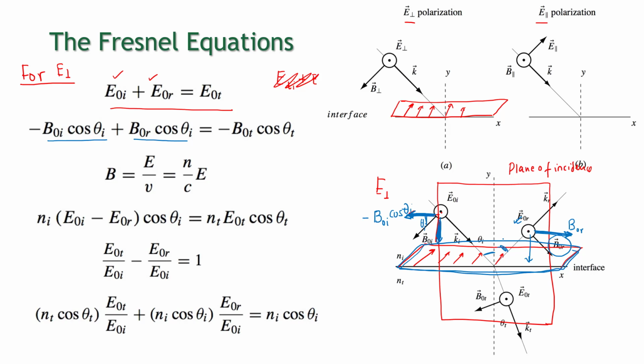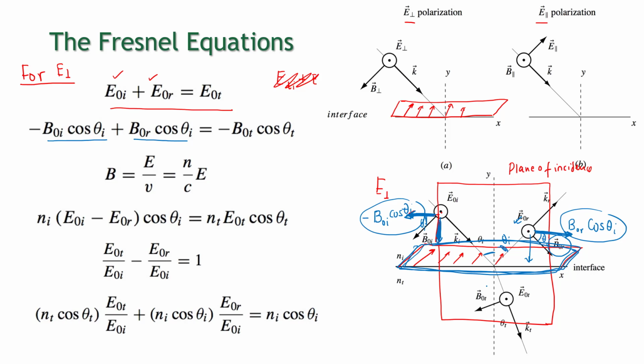If this is theta R or theta I, this will also be theta I. We can show that. So this would be B0R cosine theta I, and it is positive because it's pointing to the positive x-axis side. This plus that is the total amplitude of the magnetic field above this boundary, which would be equal to the total magnetic field below the boundary because of the continuity condition.